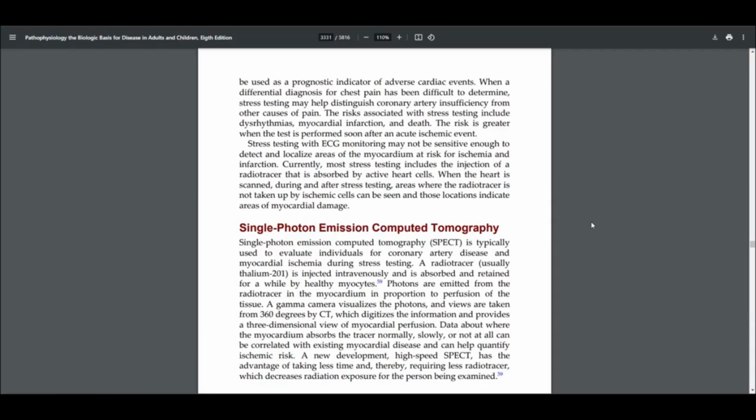for ischemia and infarct. Currently, most stress testing includes the injection of a radiotracer that is absorbed by active heart cells. When the heart is scanned during and after the stress testing, areas where radiotracer is not taken up by the ischemic cells can be seen, and those locations indicate areas of myocardial damage.